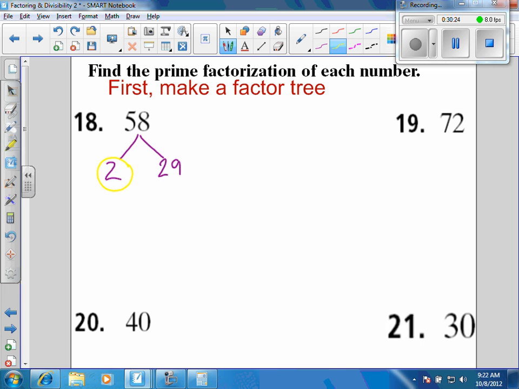Does 2 go into 29? It's not even, so 2 doesn't go into 29. What about 3? 3 times 9 is 27, so 3 doesn't. 8 times 3 is 24. What do you think? It's prime. So that's the shortest factor tree you could have right there. So, Joe, what's the prime factorization? Right, so 2 times 29. No exponents, just that. That's the whole thing.